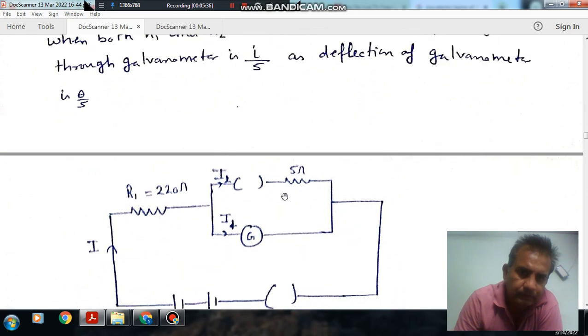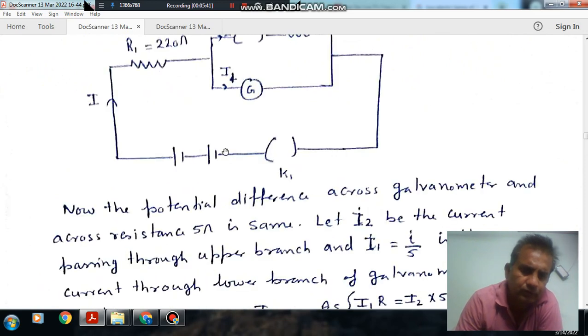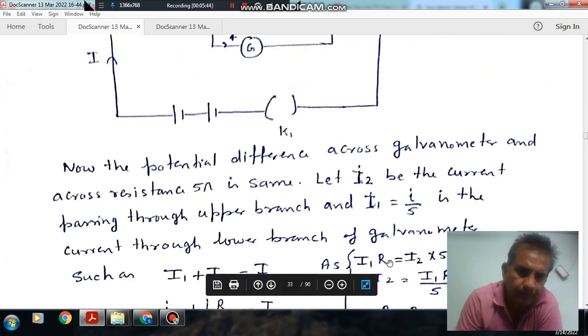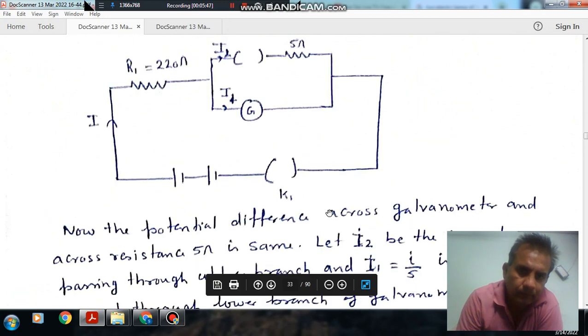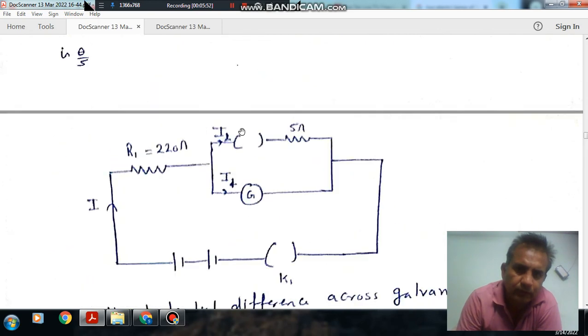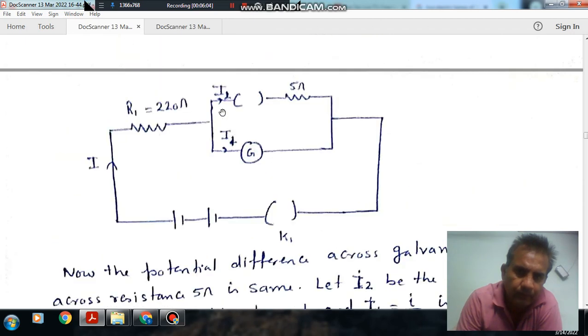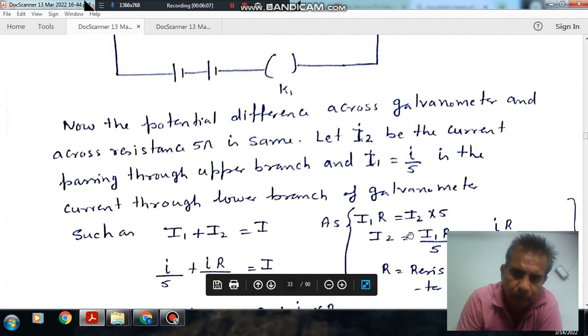So as this is 5 ohm, and suppose the resistance of the galvanometer is R, that we have assumed earlier. The voltage drop across this and the voltage drop across this will be the same. So I1 is going here, I2 is going here. I1 into R is equal to I2 into 5, so I2 is equal to I1 R divided by 5. And I1 is I by 5.